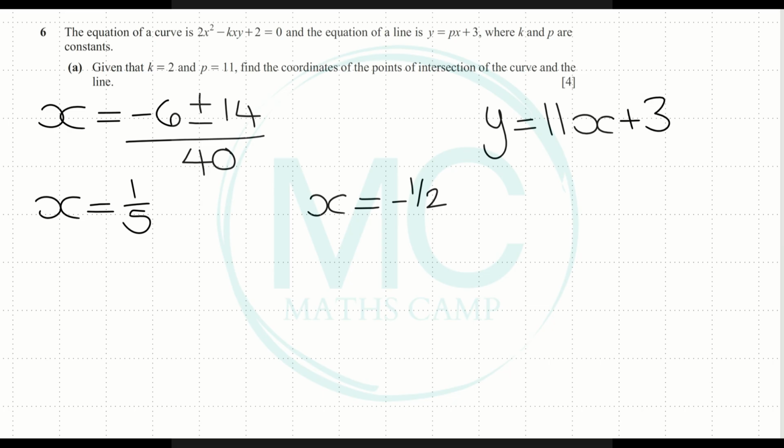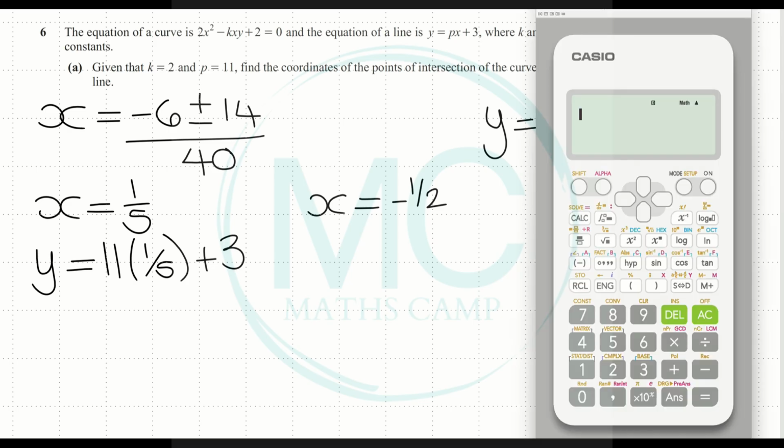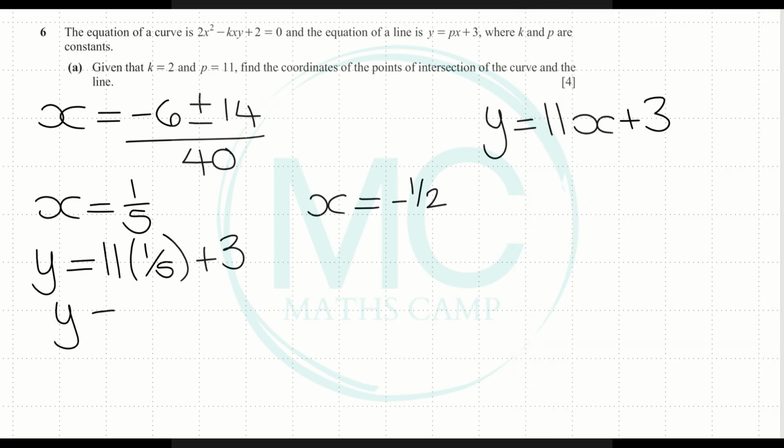Let's find y when x is 1 over 5. You can say y is equal to 11 multiplied by 1 over 5 plus 3. Now you can take your calculator and we say 11 multiplied by 1 over 5 plus 3 is equal to 26 over 5. So when x is 1 over 5, y is 26 over 5.